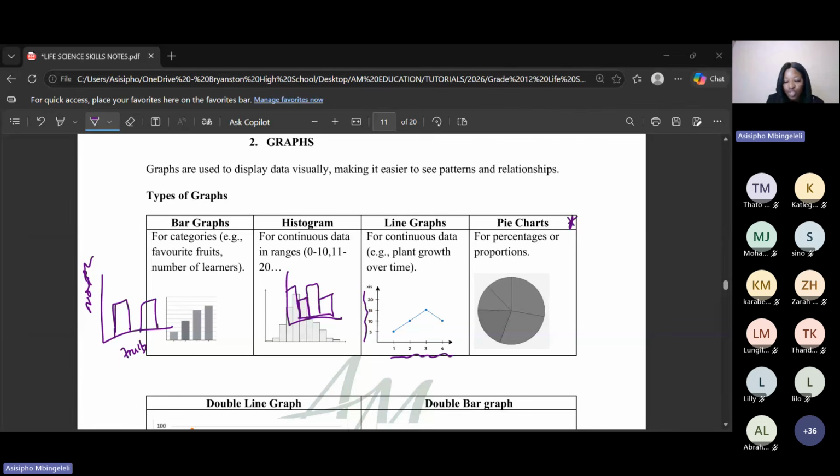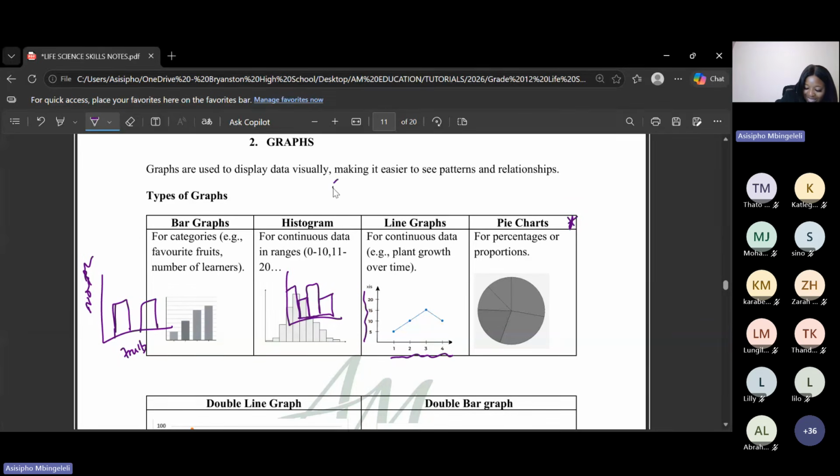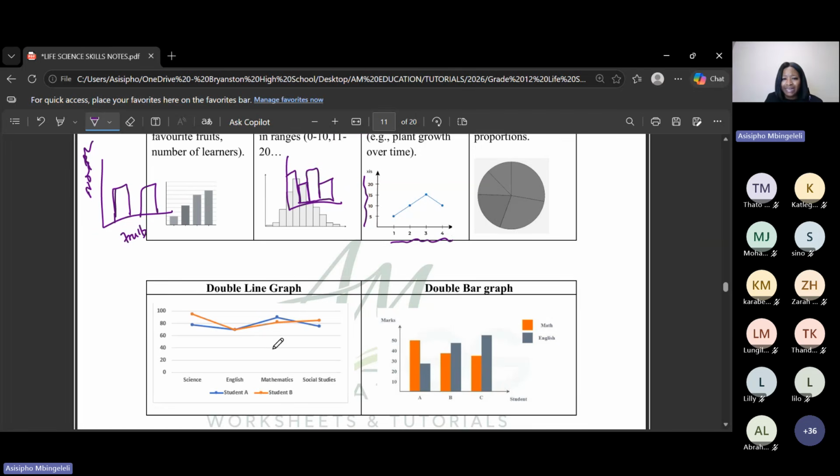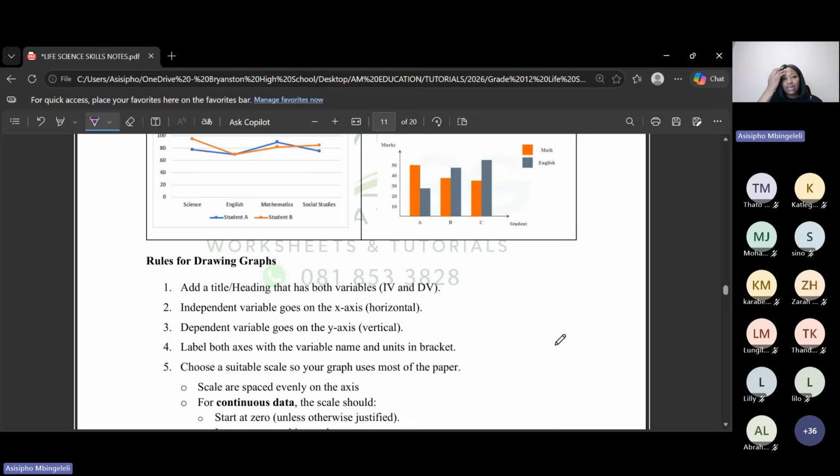Each graph that you're going to be asked will be worth 6 marks that you cannot afford to lose, right? The chances of you being asked to draw a double line are very slim, but we also have to be safe. I don't think I'll be able to do a double line and a double bar in this lesson.